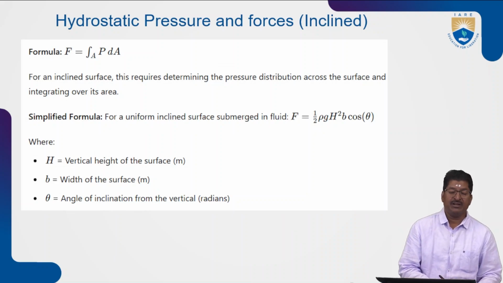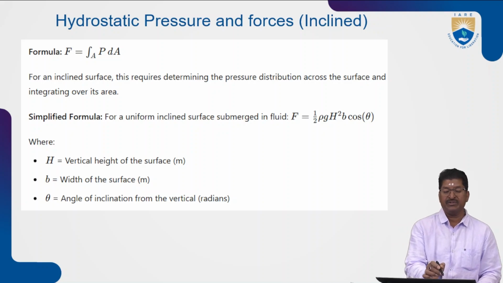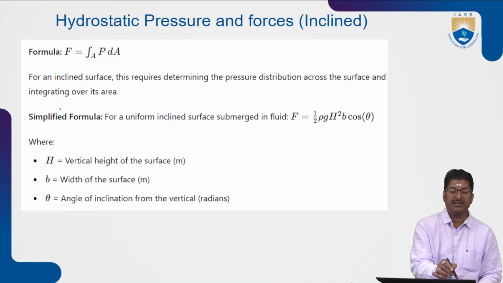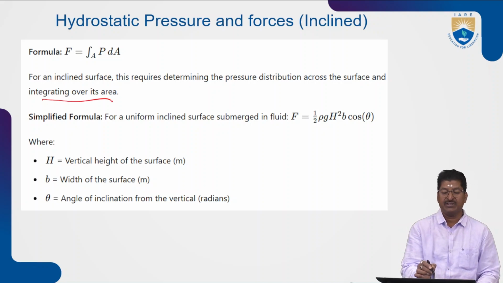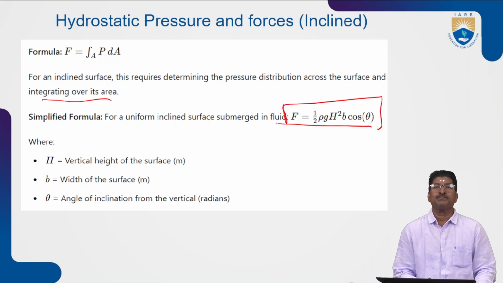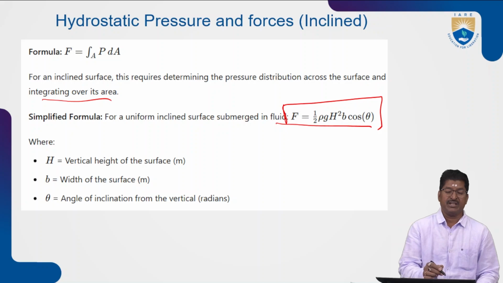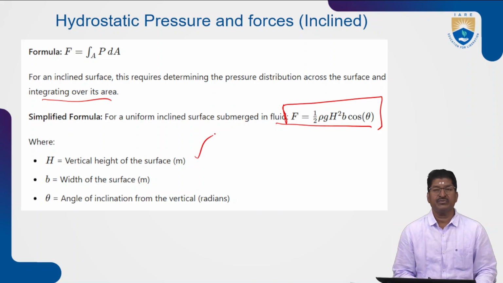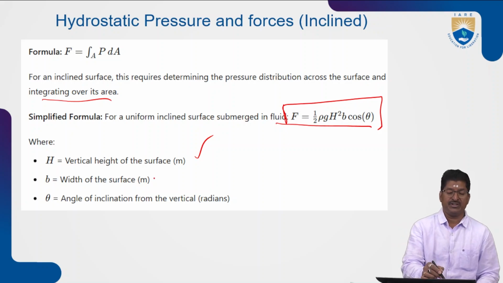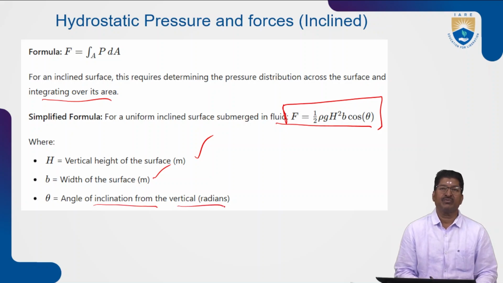So you can see the formula here. F, the force, is equal to the integral of P dA. So for an inclined surface, this requires determining the pressure distribution across the surface and integrating over its area, as we know. So the force formula is here: F is equal to half rho g h square B into cos theta, where h is the vertical height of the surface, B is the width of the surface, and theta is the angle of inclination in radians from the vertical.